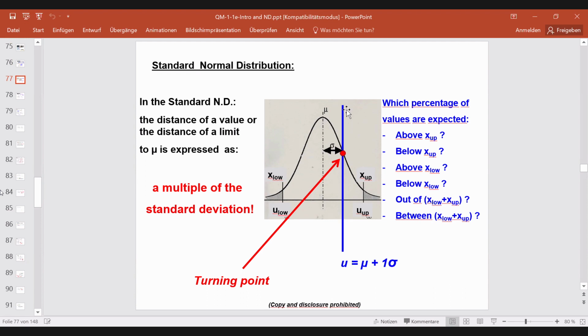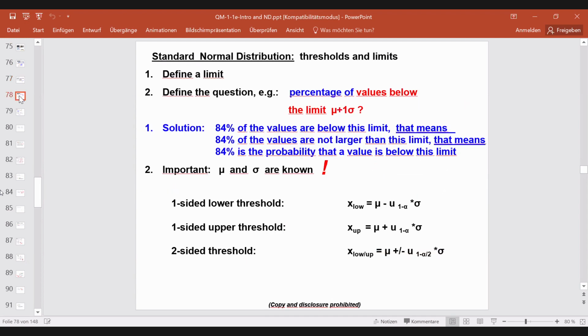Now, if you have a look at this blue line here, the distance of mu plus 1 sigma, we can say that 84% of the values are not bigger, are not larger than this limit. This means the probability that the value is below this limit is 84%. Now, how can we know that this is 84%?